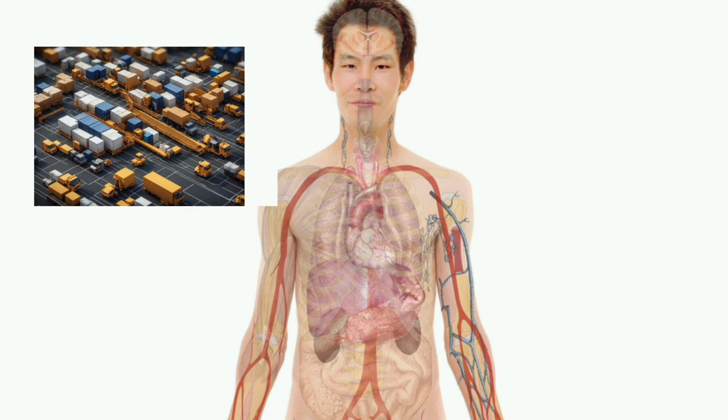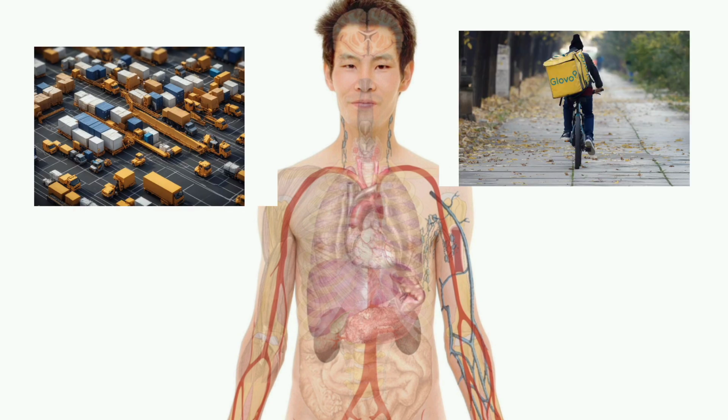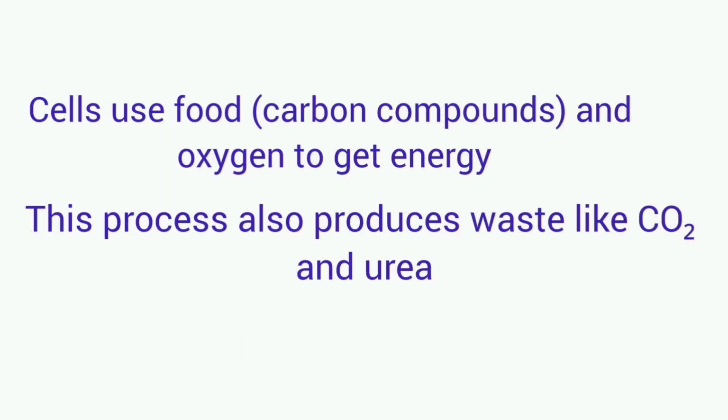That is, it picks up oxygen and nutrients from one part of the body and delivers them to all the cells, and collects harmful waste from the cells to be removed. When cells use carbon-based food and oxygen to release energy, they also produce waste products like carbon dioxide and urea, and these byproducts are useless and sometimes even harmful if not removed quickly.